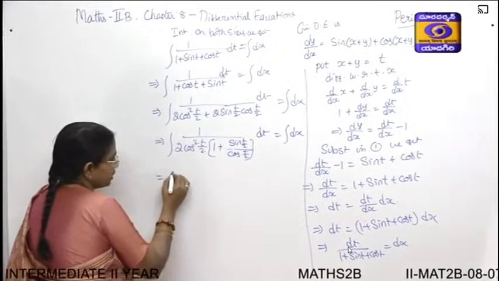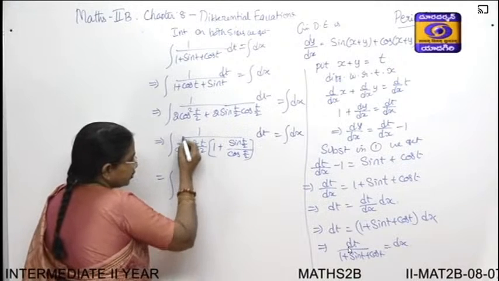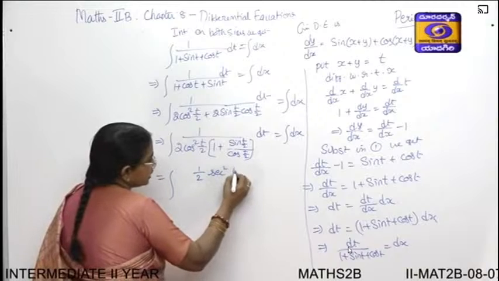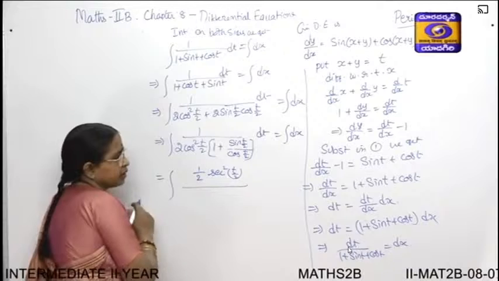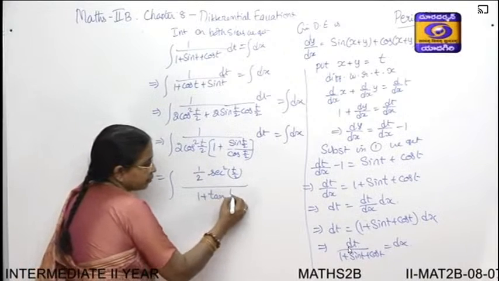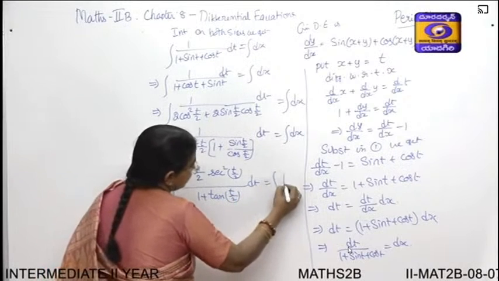Now what you do is you write this as secant square. So you take 2 also to the numerator and write it as half into secant square t by 2. 1 by cos square t by 2 is secant square t by 2. And write this as 1 plus tan t by 2, 1 plus tan t by 2 dt is equal to integral of dx.